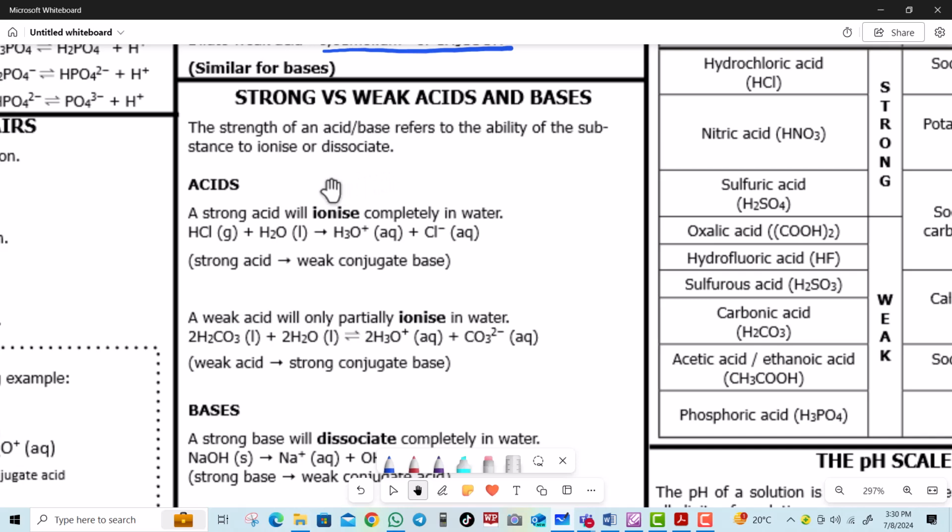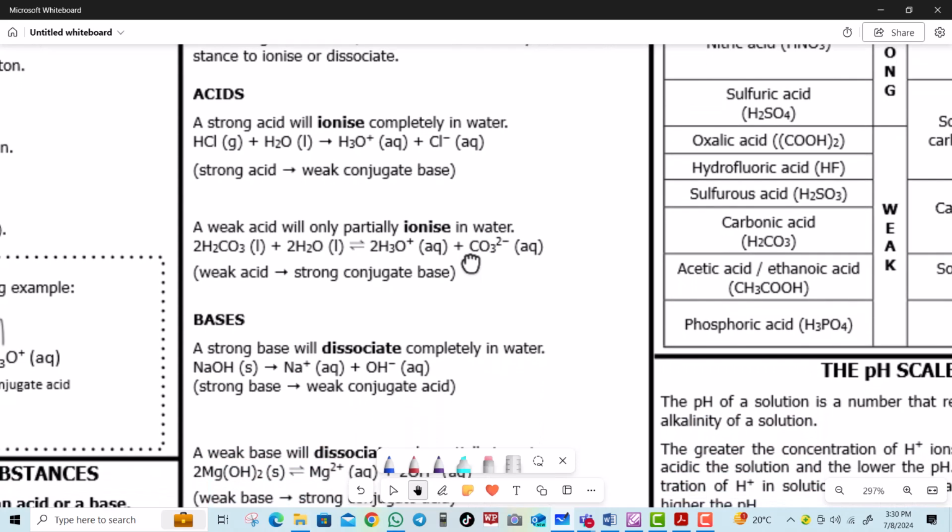I repeat, if we talk about the strength of an acid altogether, then we talk about the ability to do what? To either ionize or dissociate. Let us be specific now. We talk about acids, altogether, an acid.